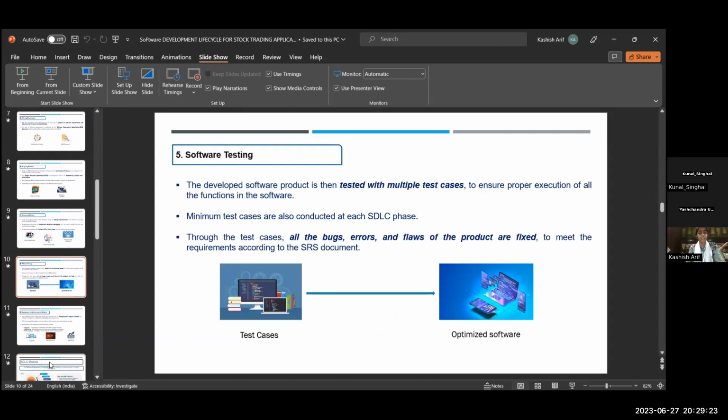Fifth phase is software testing. The developed software product is then tested with multiple test cases to ensure proper execution of all the functions in the software. Minimum test cases are also conducted at each SDLC phase. Through the test cases, all the bugs, errors, and flaws of the product are fixed to meet the requirements according to the SRS document. Basically, in this phase, we can test our software, find the errors, bugs and flaws of the product, and in this way we can fix these problems.